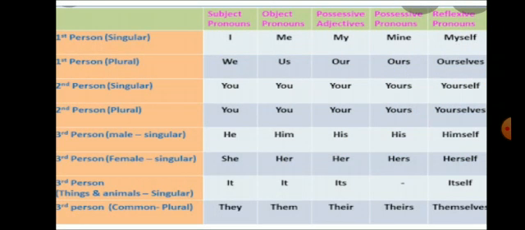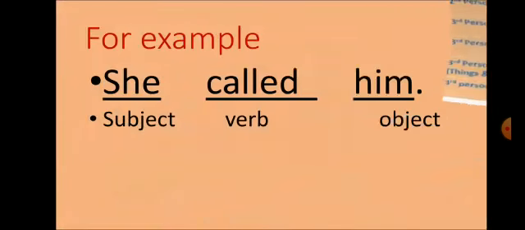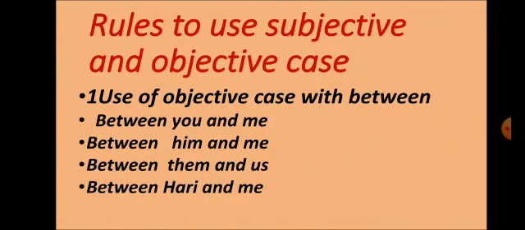So I hope the use of pronouns as a subject and as an object is clear to you all from this table. So let us have a look at an example. She called him. She is also a pronoun, him is also a pronoun. She is used as a subject here, and him is used as an object of the verb called. We have not used the subjective case, that is he, because it is coming after the verb, so objective case is used. There are a few rules to use subjective and objective cases.